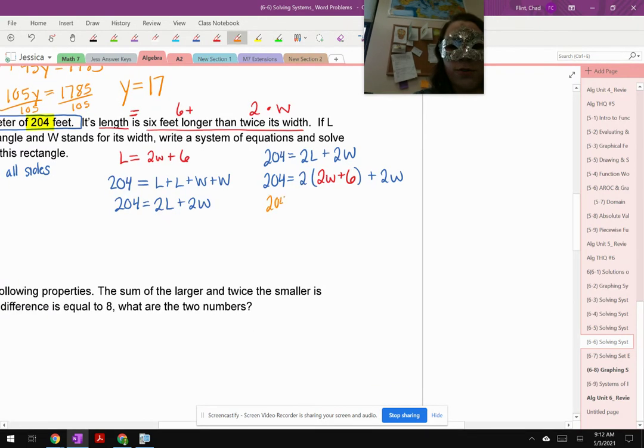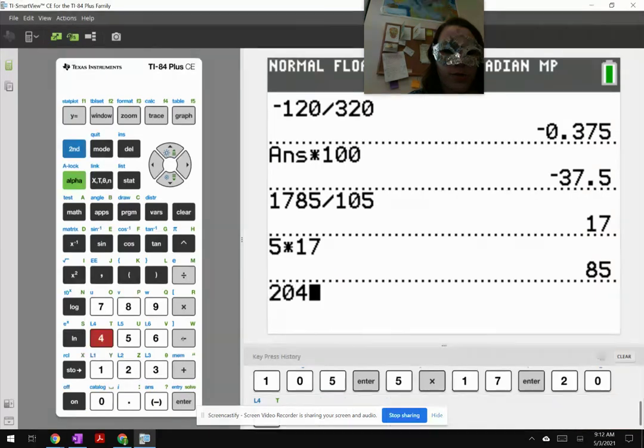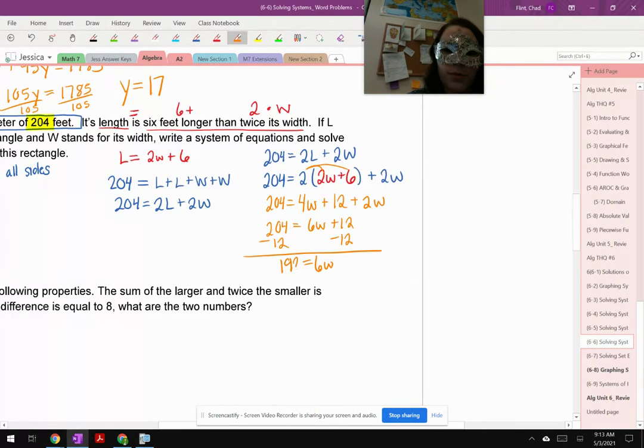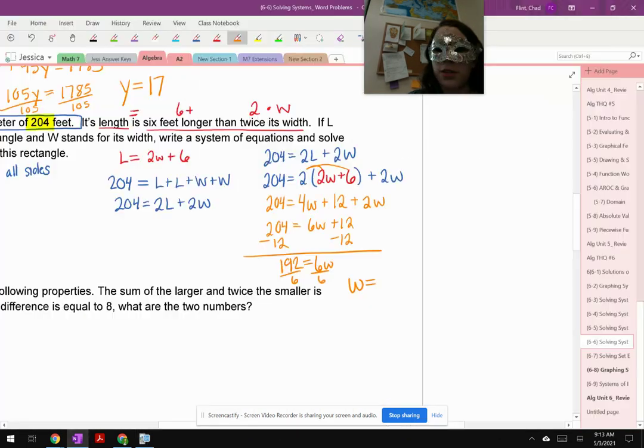So 204 is equal to 2 times 2W is 4W, plus 2 times 6 is 12, plus another 2W. 204 is equal to 6W plus 12, minus 12 to both sides. 6W is equal to 204 minus 12, which is 192. Divide by 6, divide by 6. We have a W that is equal to 32.